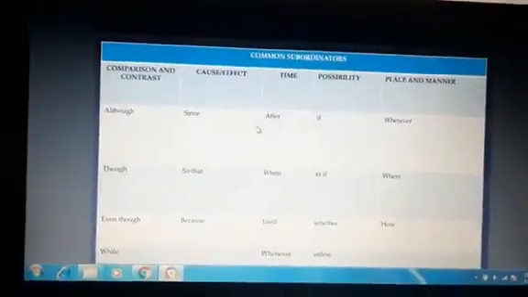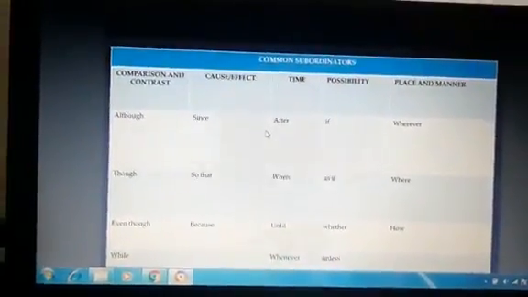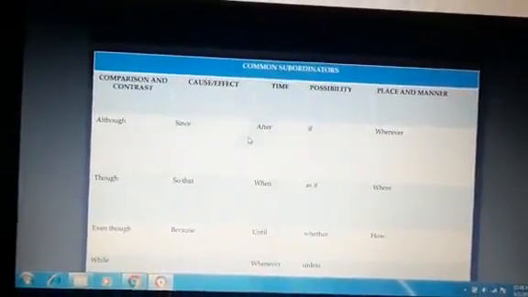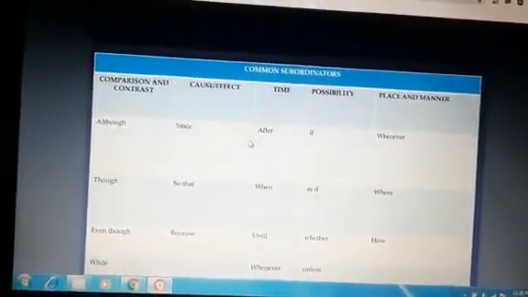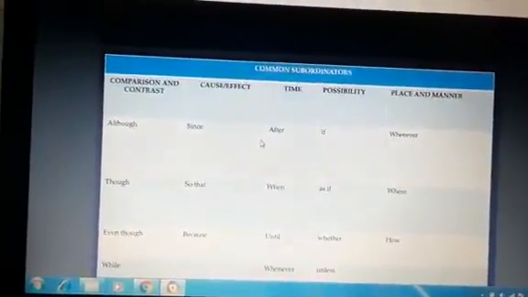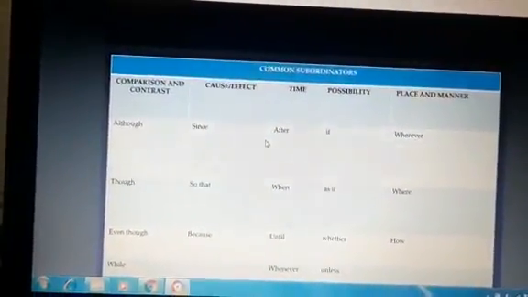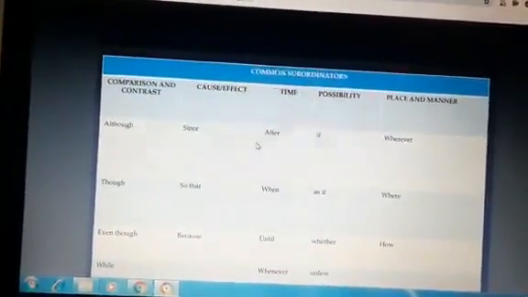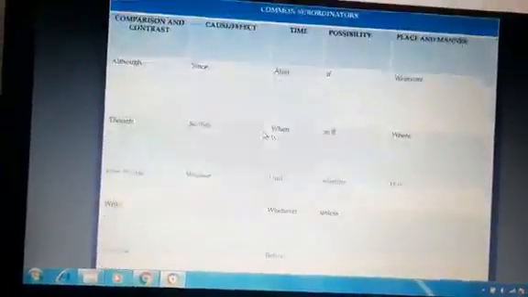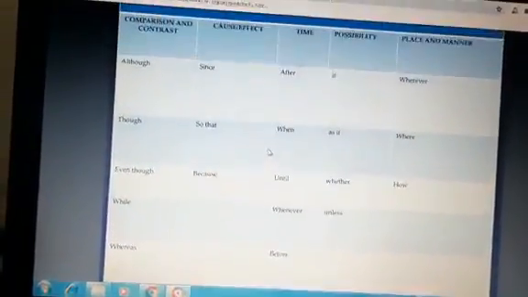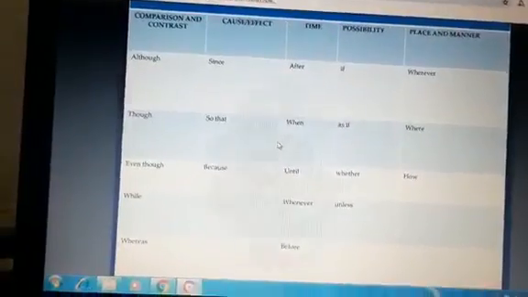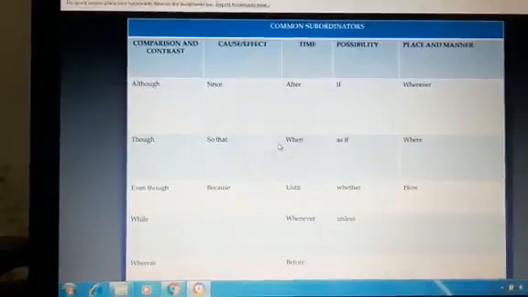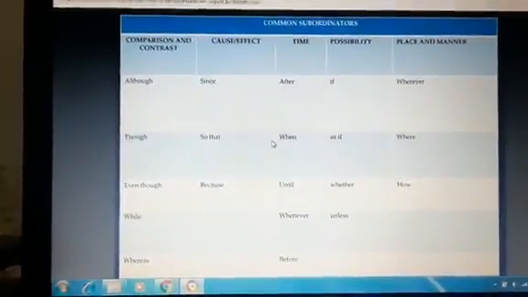For example, some are used for comparison and contrast. Some are used for cause and effect. Some are used for time. Others are for possibility, and place and manner. Comparison and contrast is shown by subordinators like although, though, even though, while, whereas, and cause and effect subordinators are shown by since, so that, because.